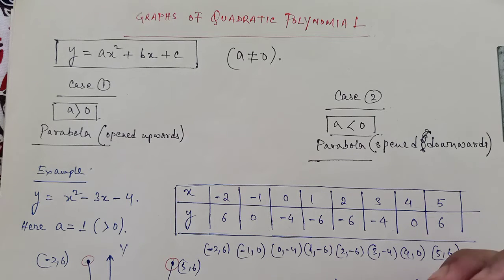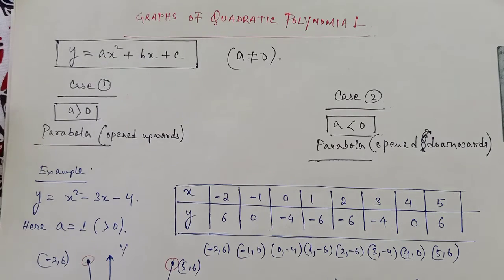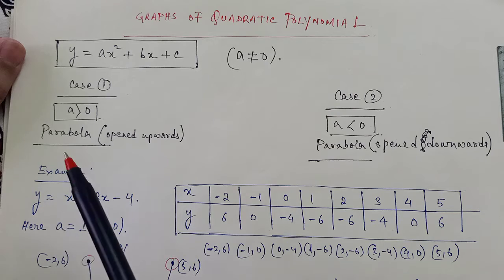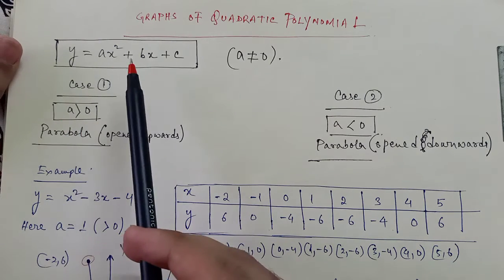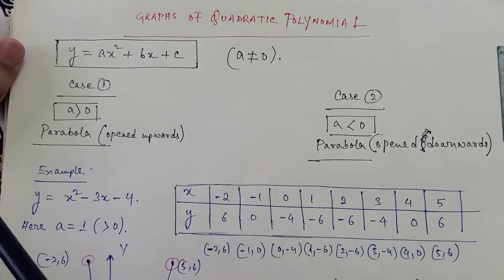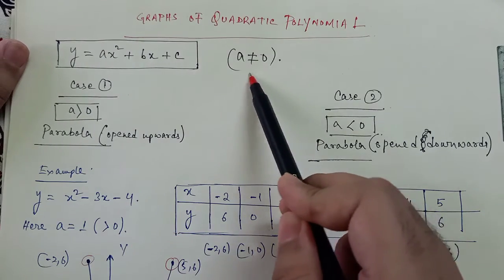This topic, graphical analysis, is a very important thing that you should know for your higher studies. So let us start. Let us assume we have a quadratic polynomial, and we know that the general form is ax square plus bx plus c, where a is not equal to 0.